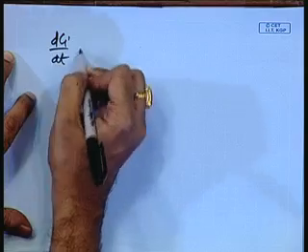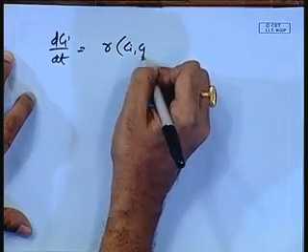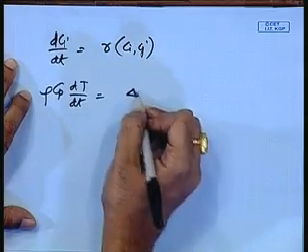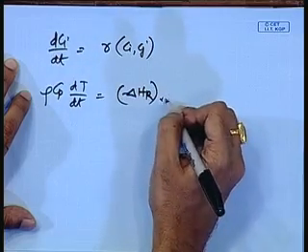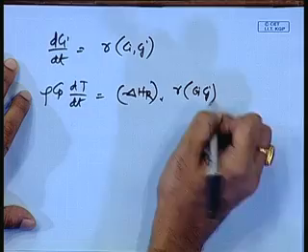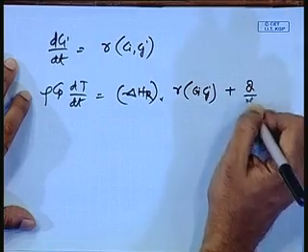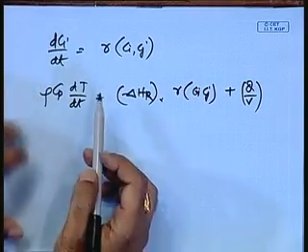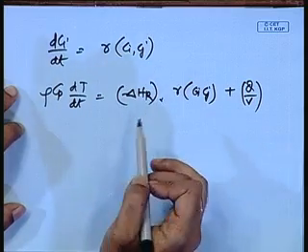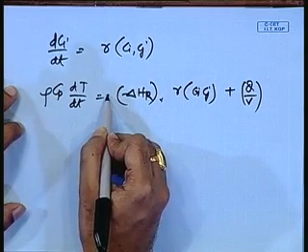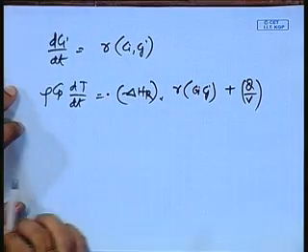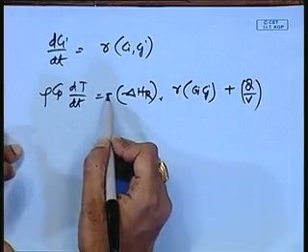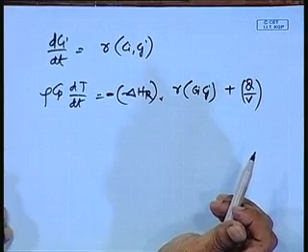dCi/dt equals R(Ci, Cj), and rho Cp dT/dt equals minus delta Hr times R(Ci, Cj) plus, let's say, Q over V. Q over V is a constant. So what do you do now? I think there is a sign mistake. It should be minus of minus delta Hr out here.